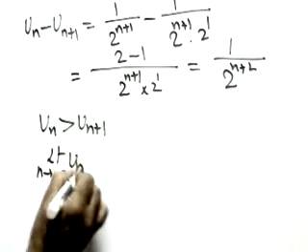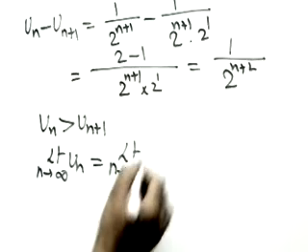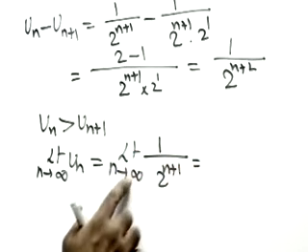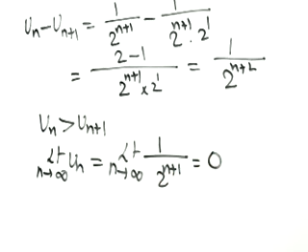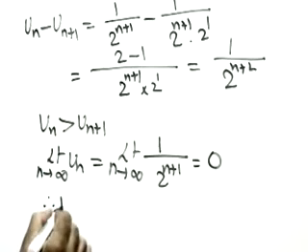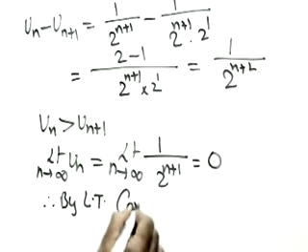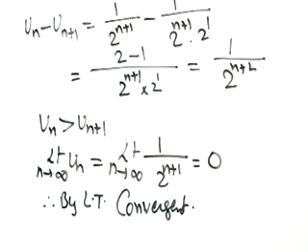The second condition is we have to find limit n tends to infinity un. The value of un is 1 divided by 2 power n plus 1. If you put infinity, 2 power infinity will be infinity. 1 by infinity is 0. Therefore both conditions are satisfied. Therefore by Leibniz test, the series is convergent. The series is convergent.